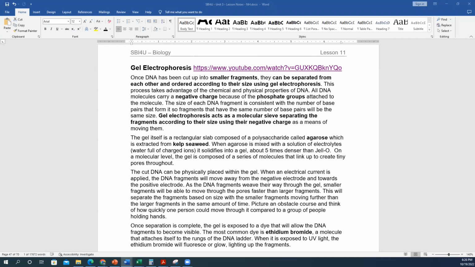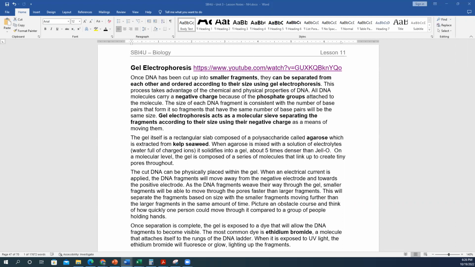And the other thing to take advantage of is the size of each one of these DNA fragments. You can imagine you're going to have DNA fragments of various sizes. And so the size is obviously consistent with how many base pairs are in each one of these pieces. So you can use gel electrophoresis as a way of separating these fragments according to their size, and using the fact that they're negatively charged as a way of moving them through the gel.